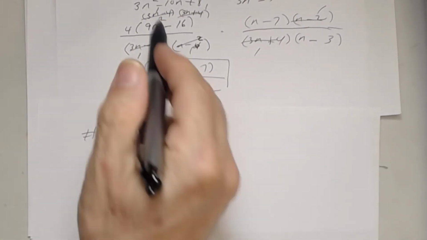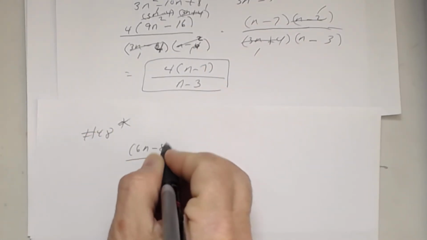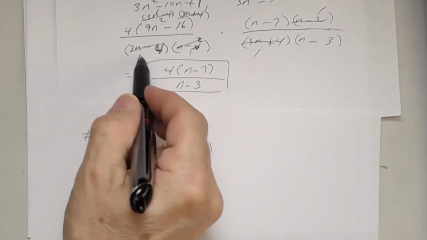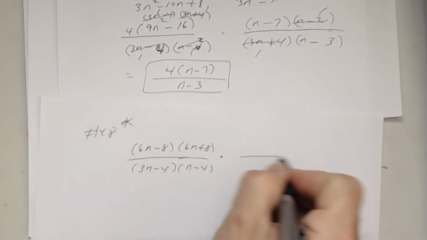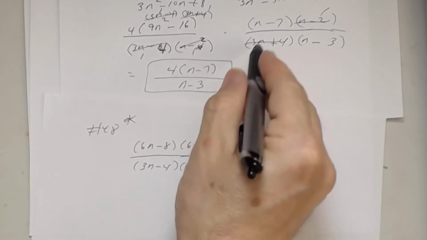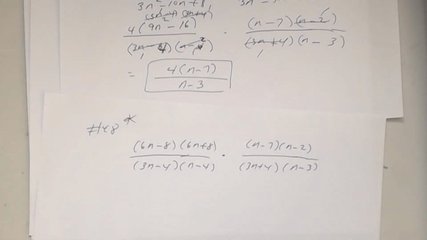So what someone wanted to do was say 6n minus 8 times 6n plus 8, right? The denominator would have become 3n minus 4 times n minus 4. Over here, the numerator was what? n minus 7, n minus 2. And the denominator was 3n plus 4 times n minus 3. So I skipped a lot of steps here because I didn't want to redo this whole thing over. The only difference was that person would have had this instead.